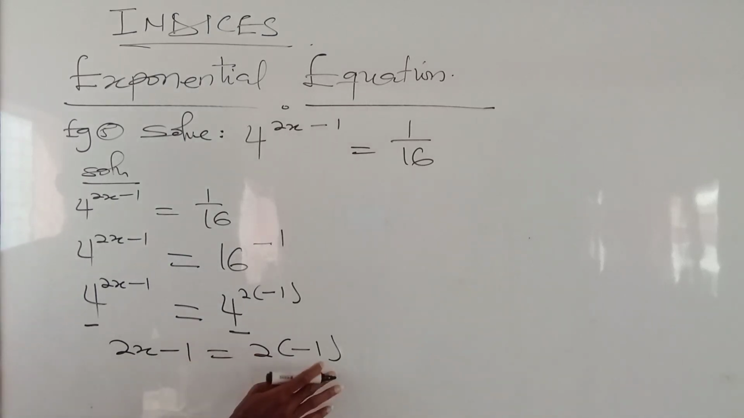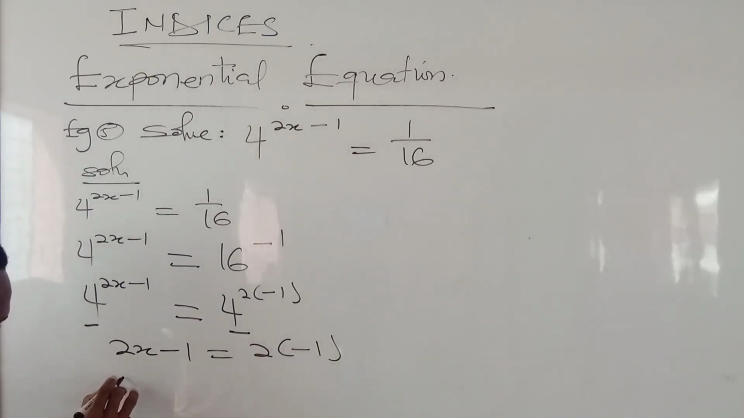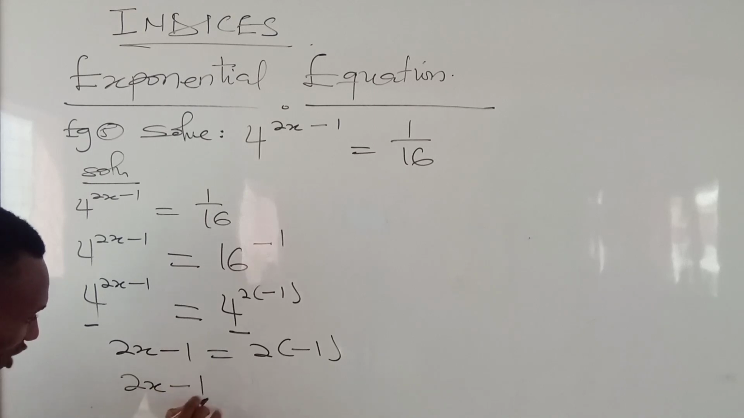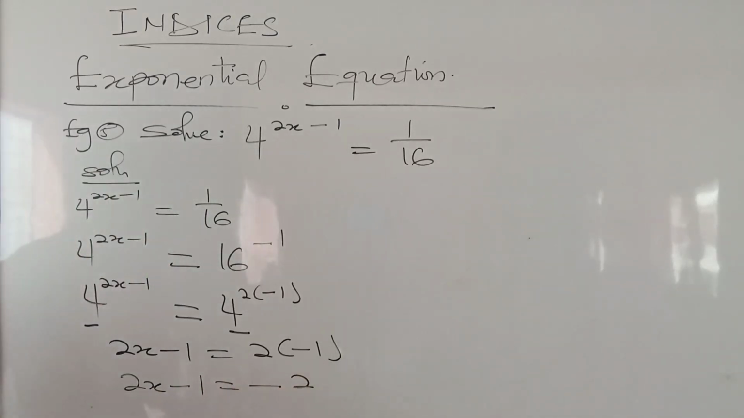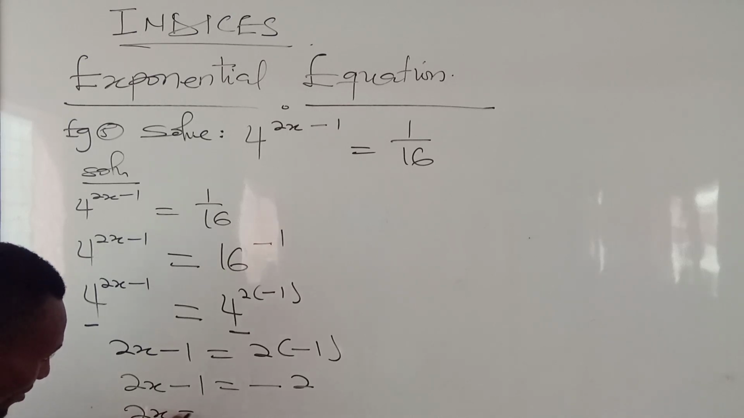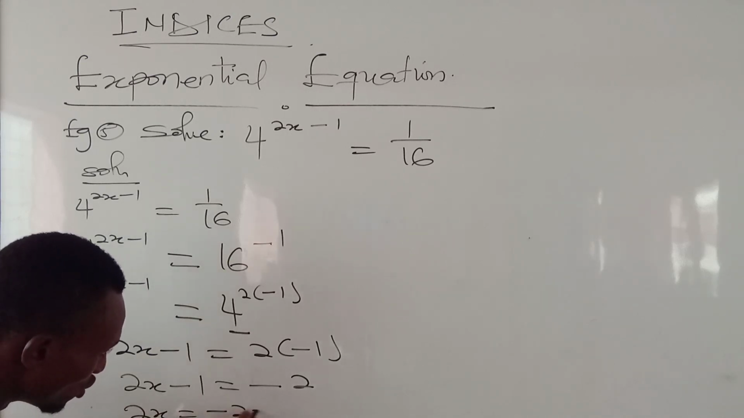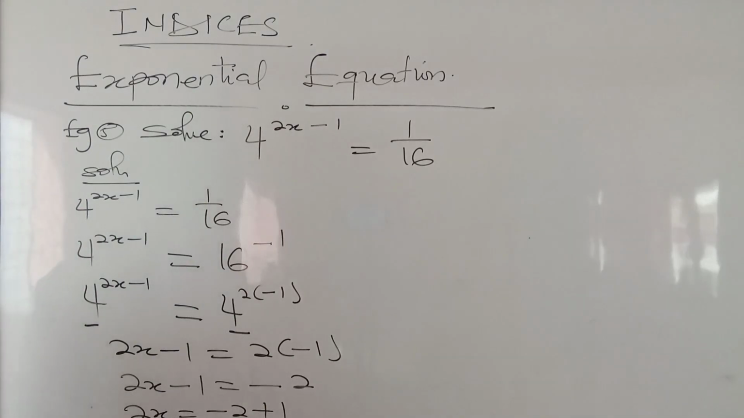So this 2 will multiply its bracket. So I'll have 2s minus 1 equals to 2 times negative 1 gives negative 2. I hope you agree with me. Then let's now group like terms and solve further. So I have my 2s will be equal to negative 2 plus 1. I've taught you linear equation, so I hope you understand this one.